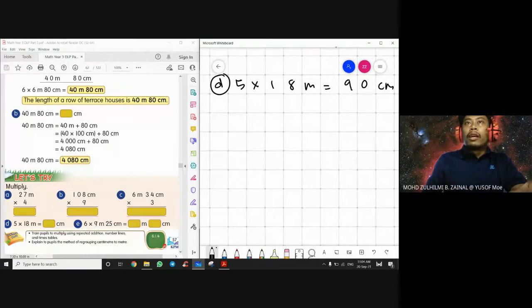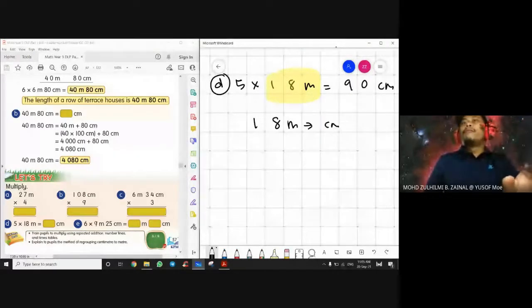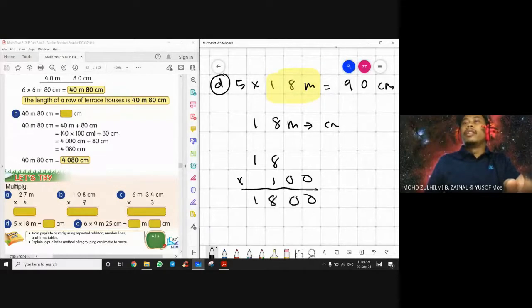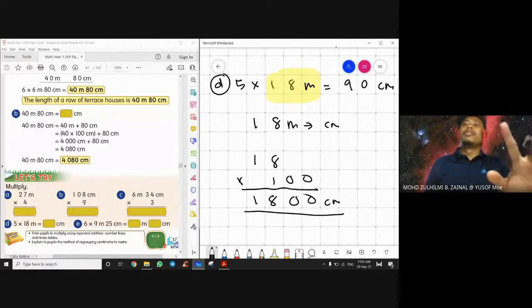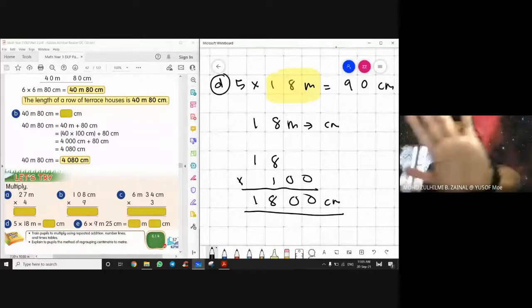Alright, so Vanessa, let's see. Okay, question D 18 meter. How if we change this? What if we change this into centimeter terus? Okay, 18 meters times 100. Jadi berapa? 18 times 100. Okay, you just put 18 centimeters. So this is your 18 centimeters. Okay, Vanessa. This is not the answer yet.